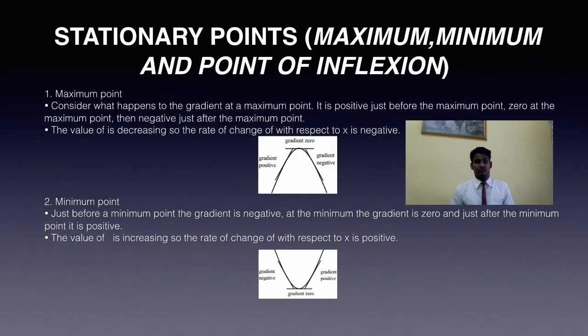The second one is the minimum point. As you can see in the diagram below, just before the minimum point the gradient is negative, at the minimum the gradient is 0, and just after the minimum point it is positive, which means the value of dy over dx is increasing, so the rate of change of dy over dx with respect to x is positive.